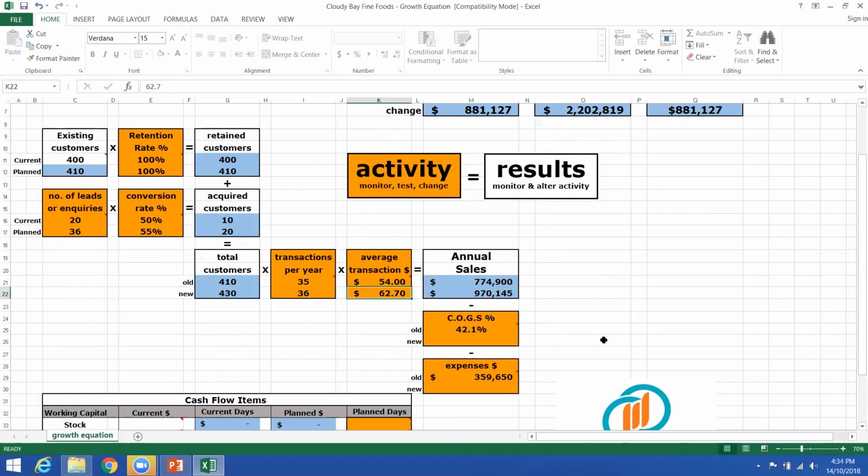So let's have a look at the average transaction value. I'll take that back to 54 and we can see it's dropped down from 970,000 to 835. So that's a really substantial amount. It's 135,000. So the average transaction value is absolutely essential. So Nigella needs to do as much as she can to get that as high as possible, while at the same time keeping all of her customers.